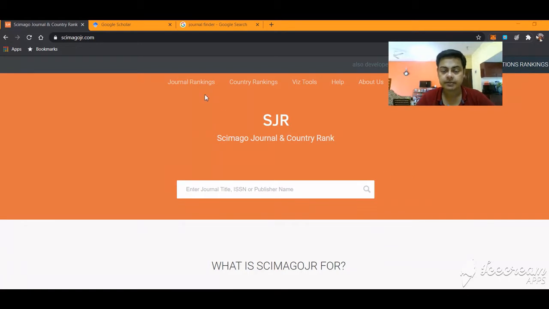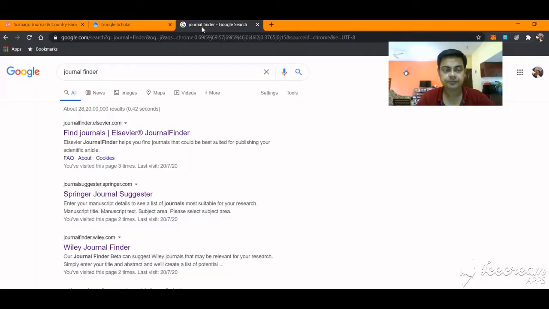For the automatic method, I am going to Google, plain simple Google. You put there this keyword, journal finder. As you put this, all these things you can see here, Wiley, Springer. We will first go to Elsevier because Elsevier holds almost 40 to 45% of the Scopus journals. So obviously, whoever wants to publish in Scopus, Elsevier is their first preference or choice. So I will click this find journals.